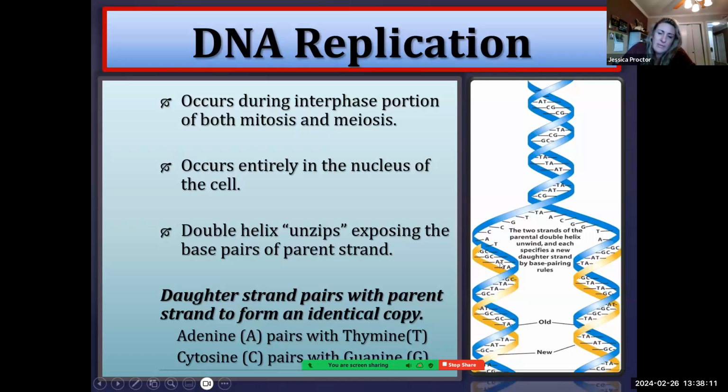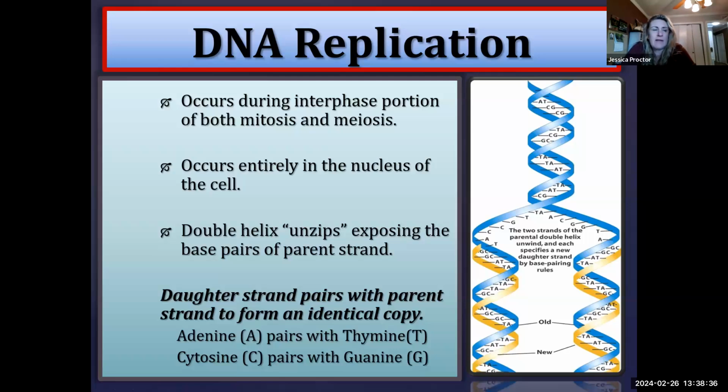Then the daughter strand comes in and pairs up following the rules of adenine pairing with thymine and vice versa, and cytosine pairing with guanine and vice versa. That's why it's important that we memorize that, because there will be some exercises where you have to recreate a DNA strand, or basically simulate what's happening during DNA replication.